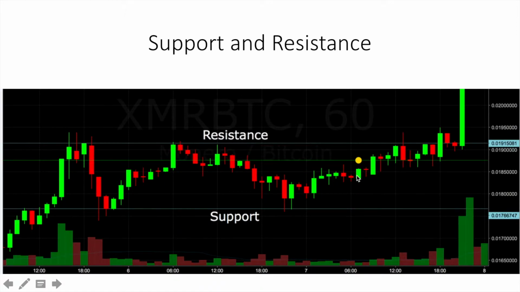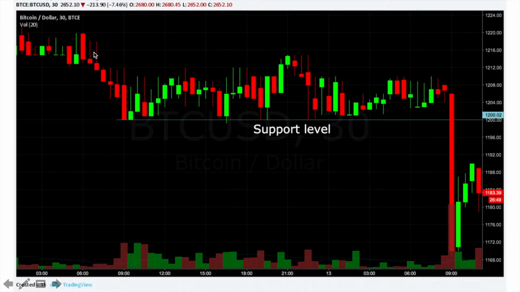as bulls and bears slug it out for control. Support is a price level at which demand is thought to be strong enough to prevent price from declining further. As you see on the chart, it's a 30 minutes Bitcoin to USD chart. Price cannot break the level of 1200 for almost 12 hours.